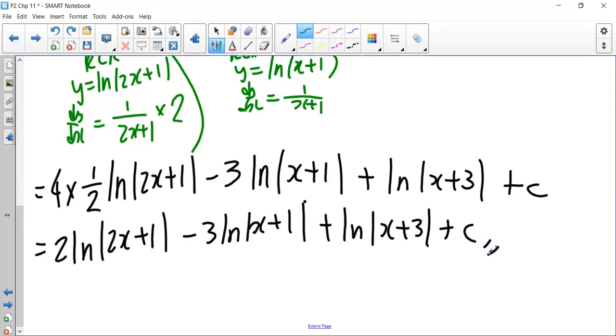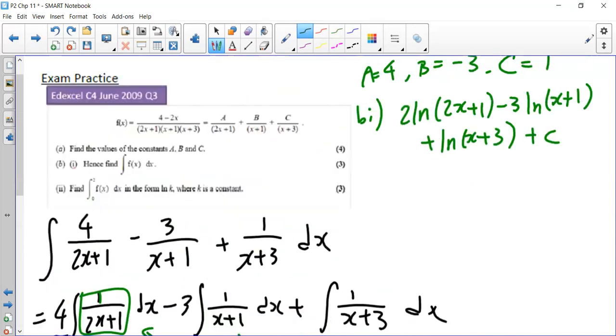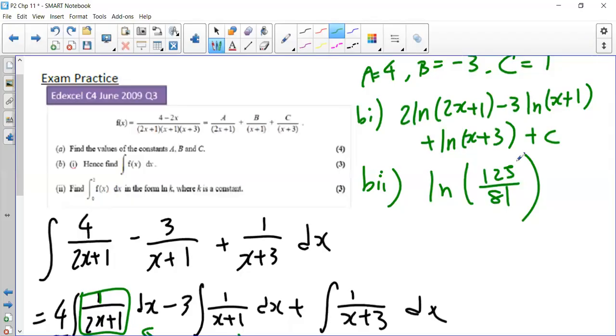That's the final answer. So you should pause the video and have a go at part 2. When you're ready for the answer, you can press play. This is the final answer. Part B2, k is 125 over 81. If you got it right, well done. Then there's one more part to move on to, an example of a top-heavy fraction. But if we got it wrong, we'll have a look how.